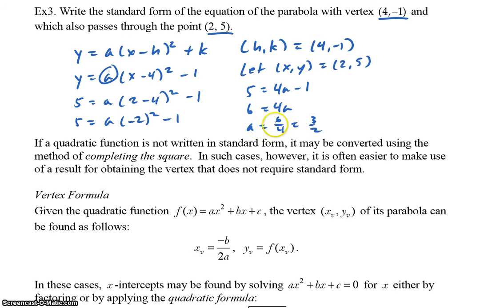That is 3/2. Therefore, our equation would be y equals 3/2 (x - 4)^2 - 1. This is going to be your final answer. You want to make sure you write your equation in terms of x and y at the end, with h, k, and a determined as shown previously.